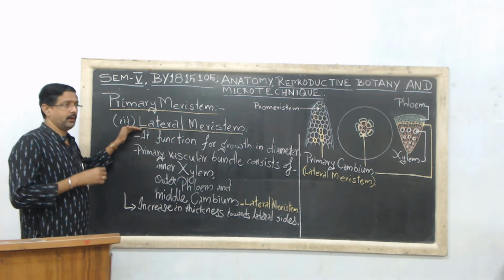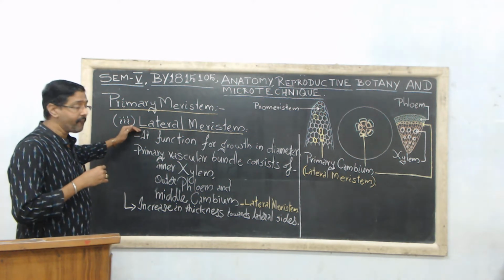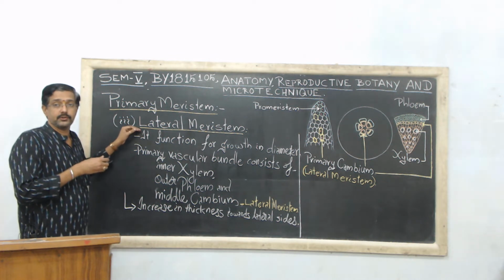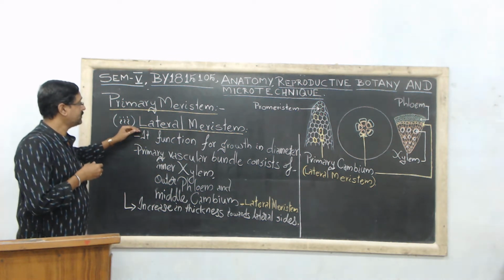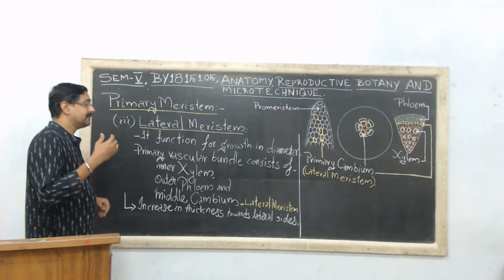So, in the initial or the first session, I mentioned that the term itself, lateral, means it is laterally produced. So here it is named as lateral meristem. These are also actively dividing cells.